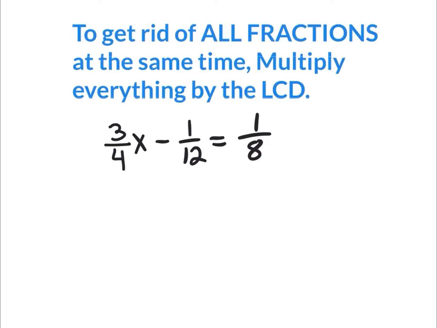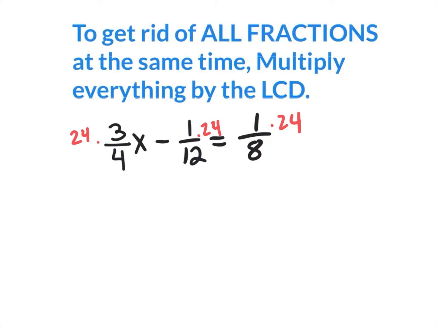Now, it'd be a different story if this were a 6, then the LCD would have been 12 because all 3 denominators could change to a 12. But you can't change them all to 12, so we had to find the LCD, which was 24. So if you do multiply everything by 24, watch all 3 fractions disappear.